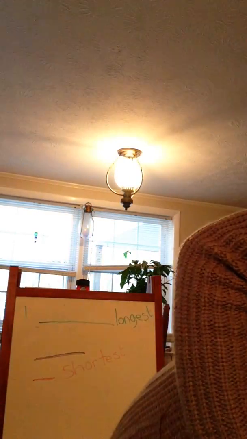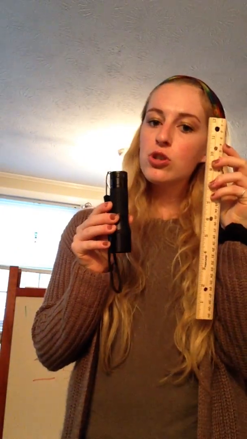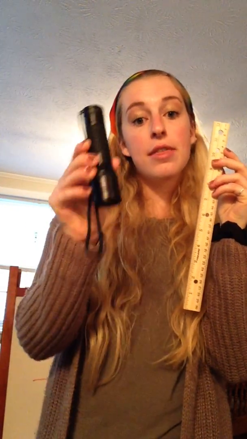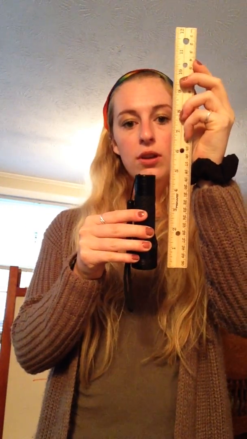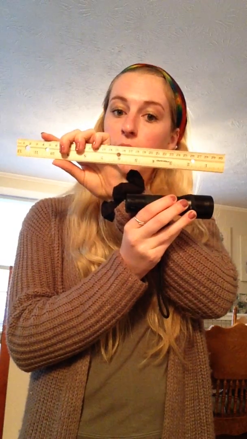If I have this flashlight and I have a ruler, which one's shorter? This one or this one? Yeah, this one is going to be shorter because if we look, this one is not as, well, length would be this way though. This one is not as long as this one. So this one is shorter.